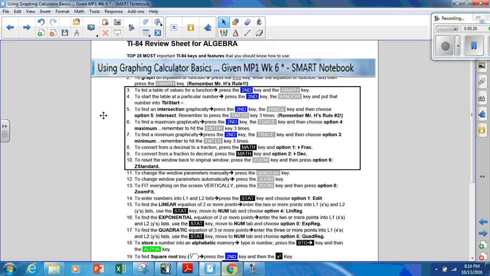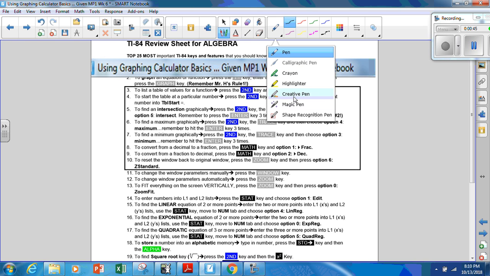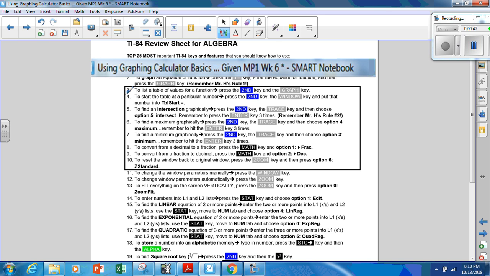Technique 2 is to start the table at a particular number. Next, to find the intersection graphically. To find the maximum graphically. To find the minimum graphically. To convert a decimal to a fraction. To convert a fraction to a decimal. And finally, to reset the window back to the original.